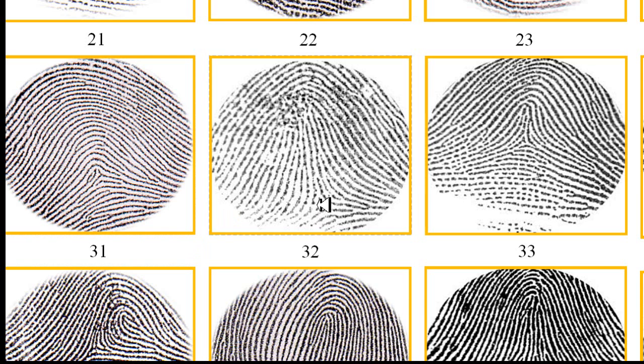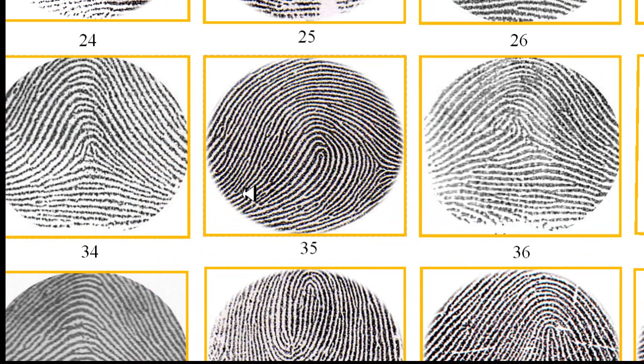Number 32, though it is somewhat scarred in this tip area, it should be recognized as a tented arch. Number 33 clearly should be identified as a tented arch. What about 34, 35, and 36? 34 is a tented arch, and in particular this ridge right here, which is pointing upward, and this area right here, which could be considered the post of the tent or the tent pole.